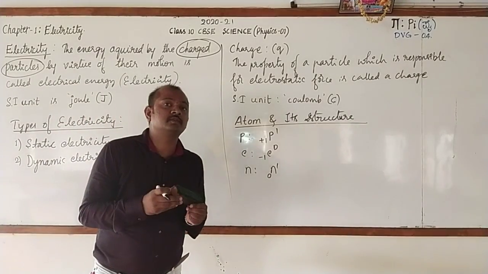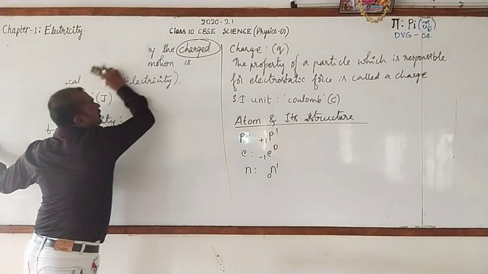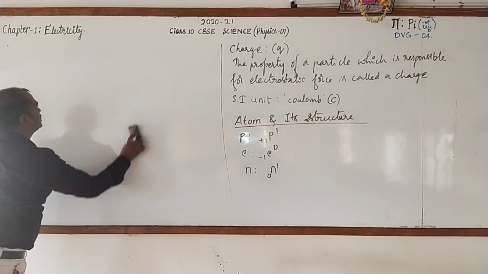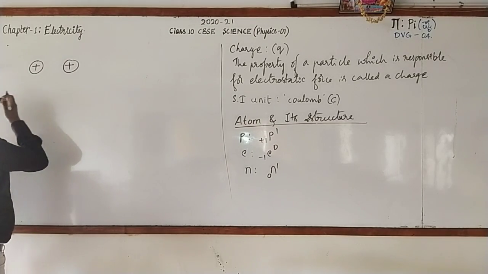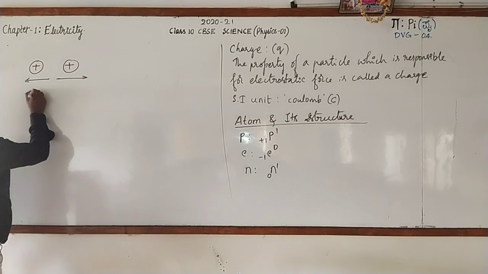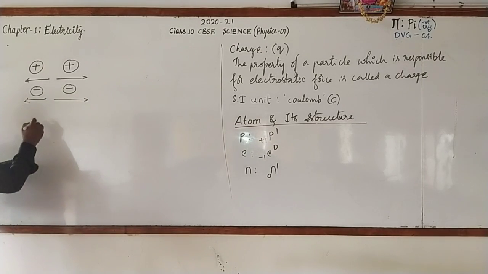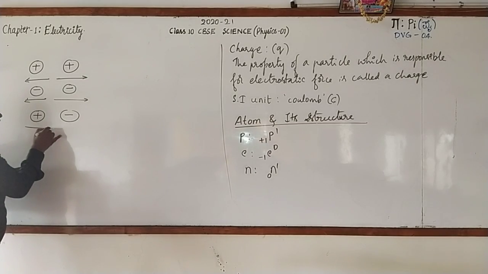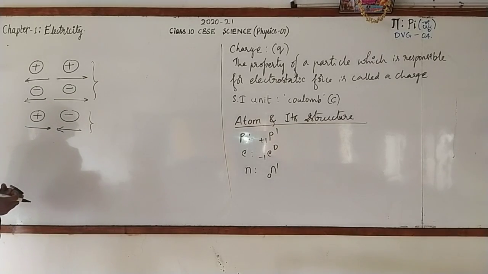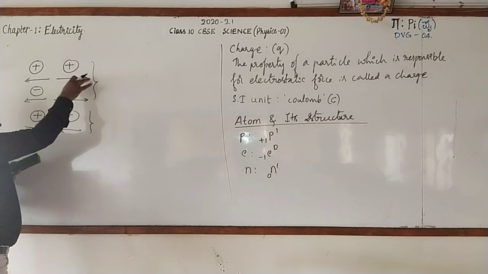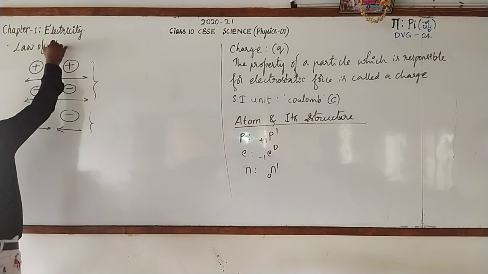Now let us come to know what happens when these charged particles are brought near each other. Here I will show you that. I am going to take charged particles of the same kind, that is like charged particles. It may be positive charge. They repel each other. If negative charge particles are brought near each other, then they too repel each other. If one is positive and another one is negative, they attract each other. These are unlike and these are like charge particles. Hence we can conclude that like charges repel each other and unlike charges attract each other. And this is known as the law of electric charges.